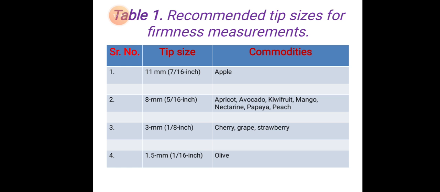Table 1. Recommended tip sizes for firmness measurements: 11 mm, that is 7/16 inch, for apple; 8 mm, 5/16 inch, for apricot, avocado, kiwifruit, mango, nectarine, papaya, peach; 3 mm, that is 1/8 inch, for cherry, grape, strawberry; 1.5 mm, that is 1/16th inch, for olive.